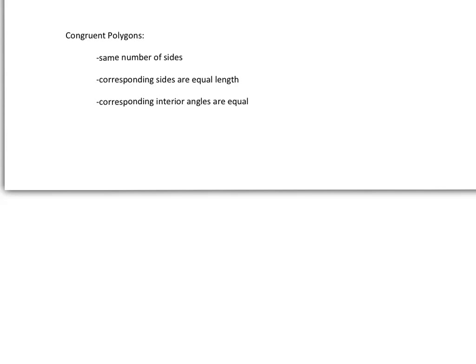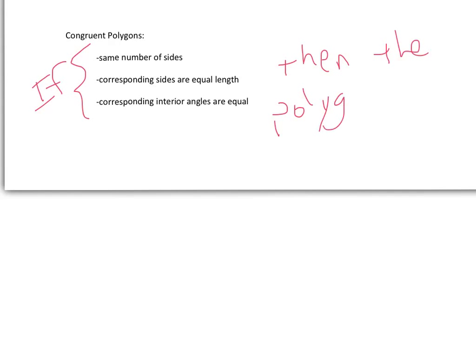Alright, we're going to look at congruent polygons here. Congruent polygons have the same number of sides. Corresponding sides are equal in length. Corresponding interior angles are equal. So if that's true, if you have the same number of sides, corresponding sides equal in length, and corresponding interior angles equal, then the polygons are congruent.